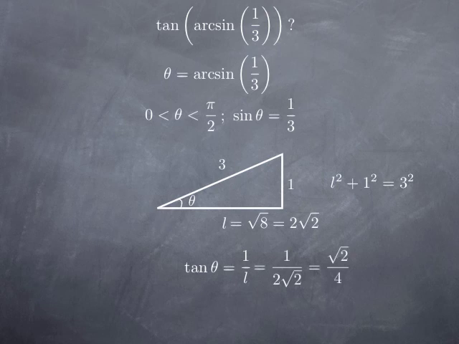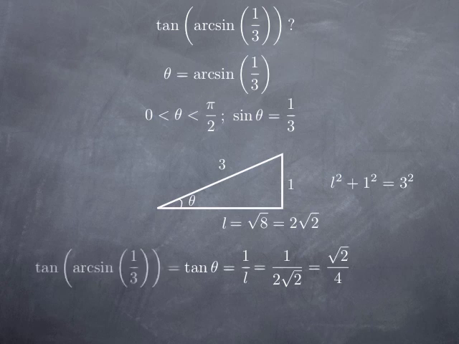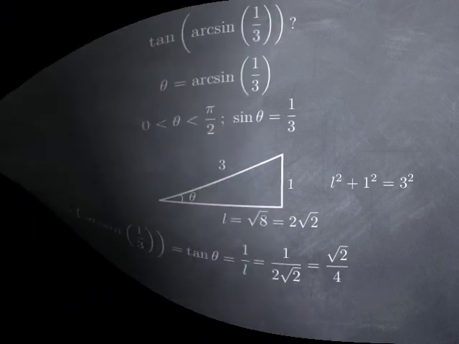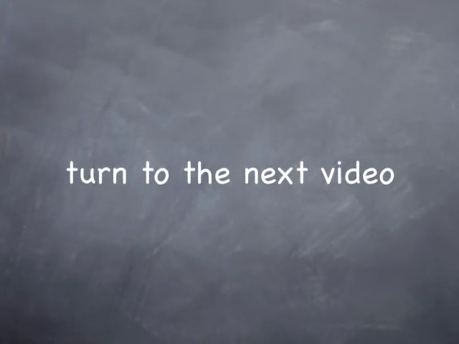Multiplying top and bottom by square root of 2 to rationalize, we get square root of 2 over 2 times 2, so square root of 2 over 4. But that's, since theta was arcsine of 1/3, exactly what we were looking for, the tangent of arcsine of 1/3. Now turn to the next video to look at other inverse trig functions.